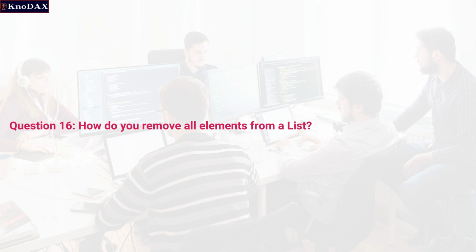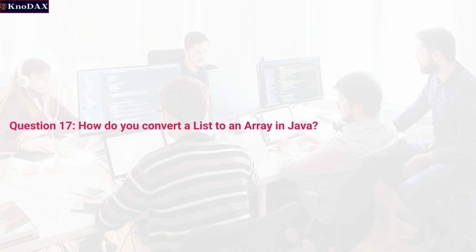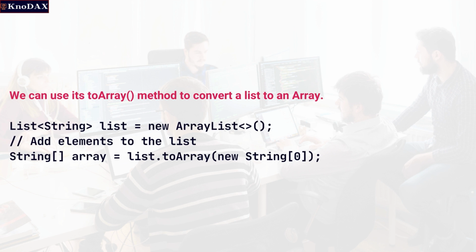How do you remove all elements from a list? To remove all elements in a list, we can use its clear method. How do you convert a list to an array in Java? We can use its toArray method to convert a list to an array.